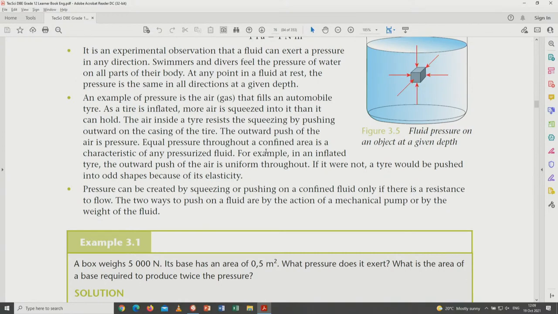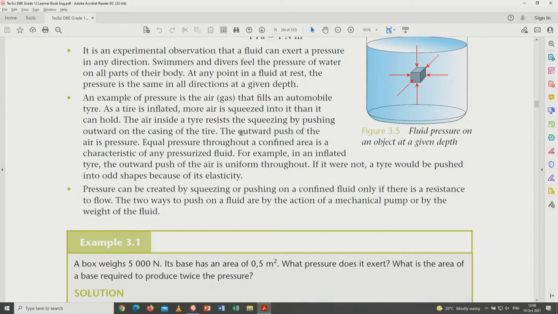An example of pressure is the air that fills an automobile tire. As the tire is inflated, more air is squeezed into it than it can hold. The air inside the tire resists the squeezing by pushing outward on the casing of the tire. The outward push of the air is pressure. Equal pressure throughout a confined area is a characteristic of any pressurized fluid.